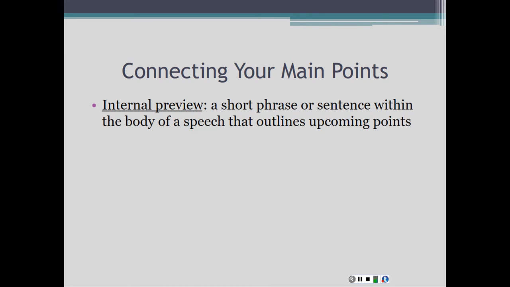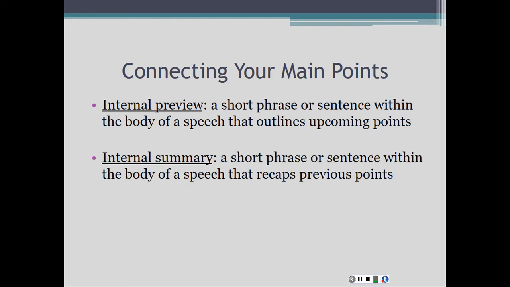There are two other parts of transitions or connectives that are really helpful. They're closely related, and I like to think of them as ways of setting up and resolving each of your main points. So an internal preview is kind of like a mini thesis for your main point. It's a short phrase or usually a full sentence that a lot of people will use to indicate what it is they're going to be talking about for that main point. So it's kind of a thesis and preview of what's coming there. A lot of people do that part pretty well. What a lot of people don't do so well is the internal summary.